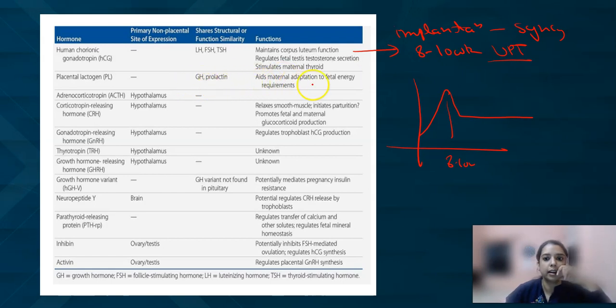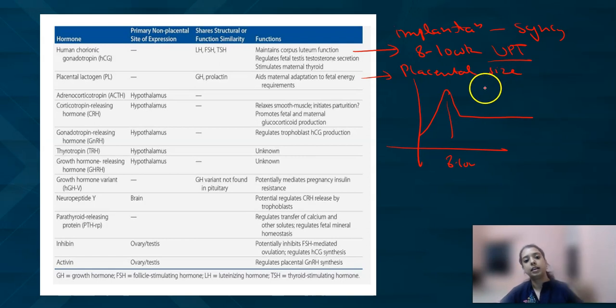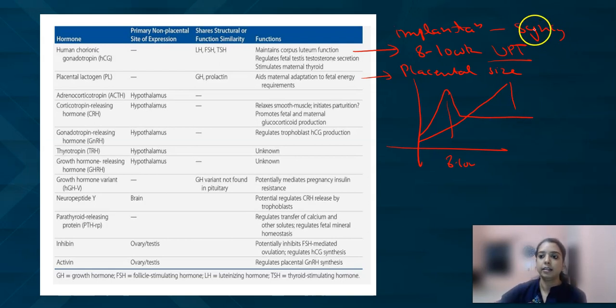Human placental lactogen, again a very important hormone. Its secretion amount relates with the placental size. So as the placental size keeps on increasing with pregnancy, HPL also keeps increasing. So the graph of human placental lactogen is like this. It keeps on increasing, and it is highest at term. Another role is that it is anti-insulin. So it is a diabetogenic hormone. The main purpose is so that the glucose is not utilized in the periphery and the glucose is available for the fetus. That is the purpose of human placental lactogen.